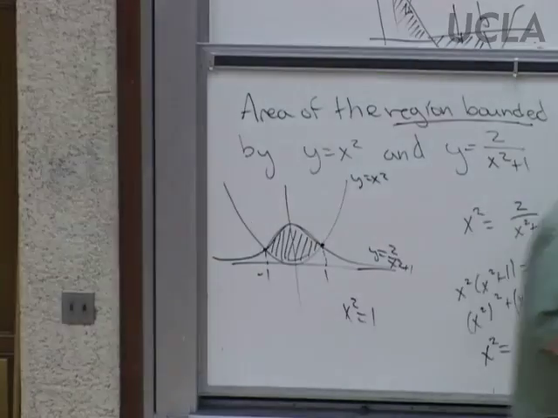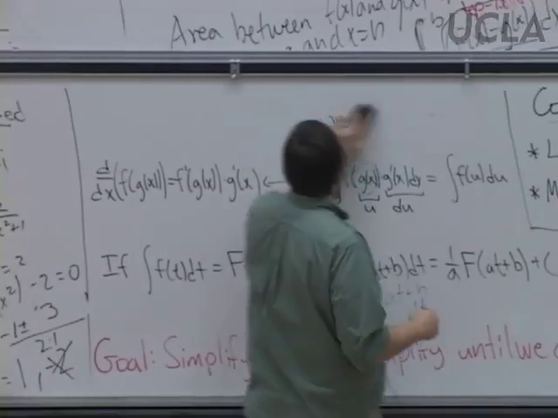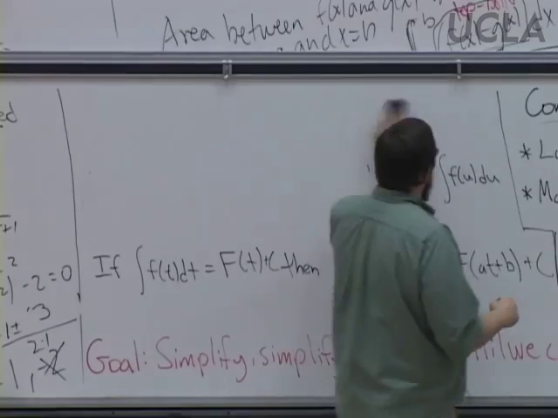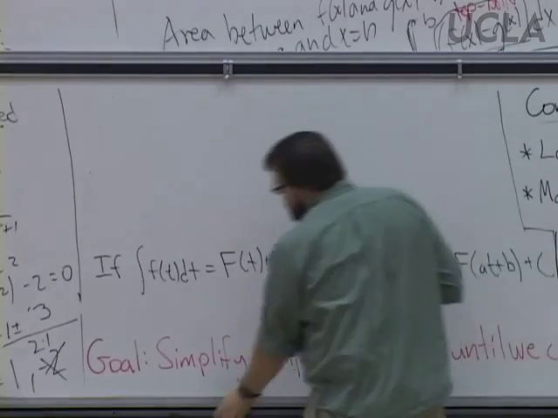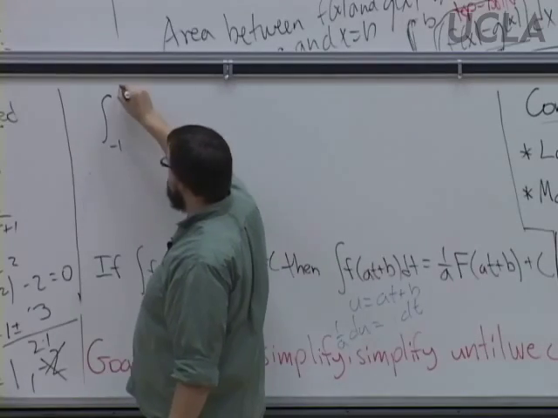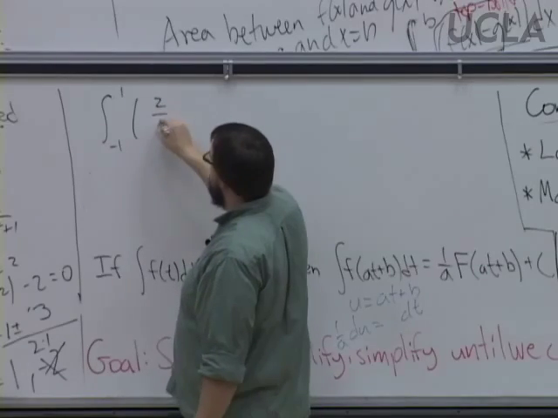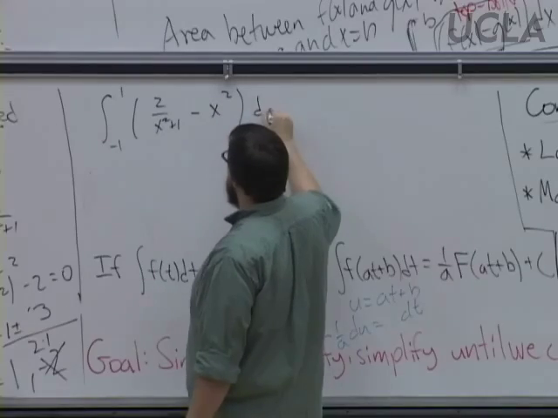So oftentimes on these area problems, a big part of the problem is figuring out, all right, where do I go between? From where to where? And once you have that figured out, then the rest of it is just very straightforward doing the integral problem. So I know I'm going to go from negative 1 to 1. The top function, 2 over x squared plus 1, minus the bottom function, x squared dx.